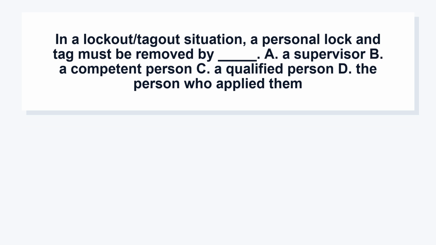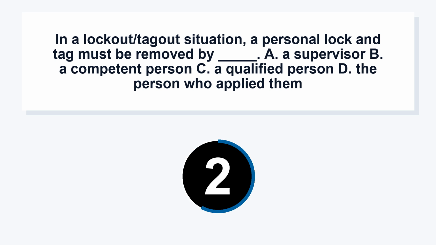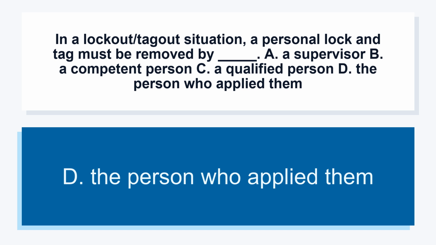In a lockout/tagout situation, a personal lock and tag must be removed by A, a supervisor, B, a competent person, C, a qualified person, D, the person who applied them.